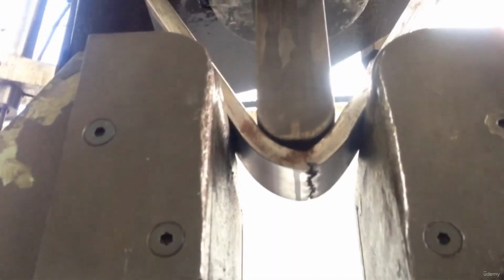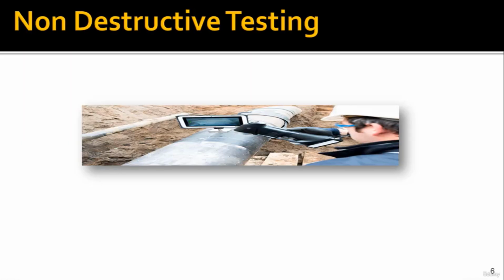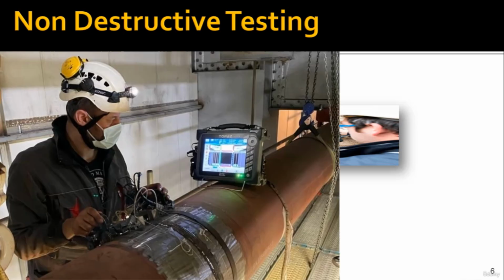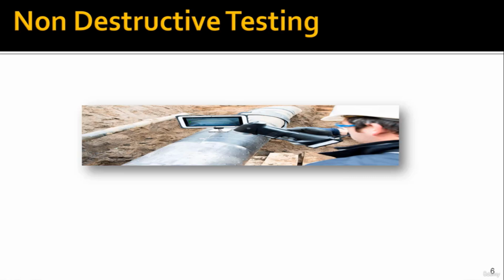Now let's talk about non-destructive testing. Here in this diagram you can see, in the pipeline, an inspection engineer is inspecting the pipeline while the pipeline is in working condition. It means he is not destroying the parts or components while inspecting. That is the nature of non-destructive testing.